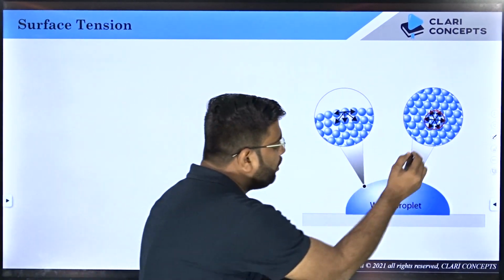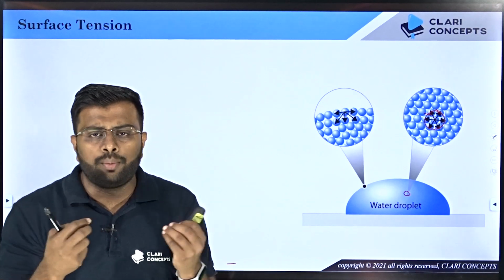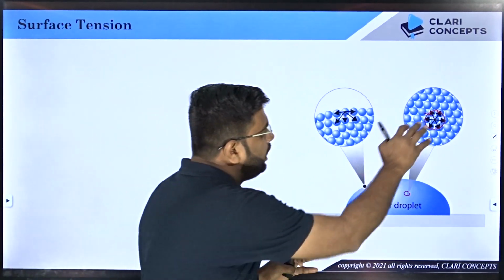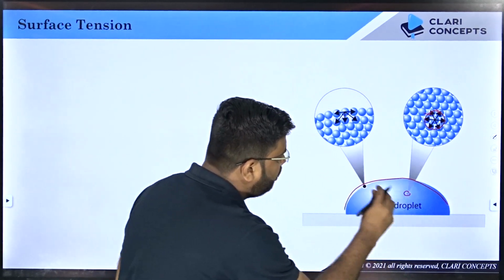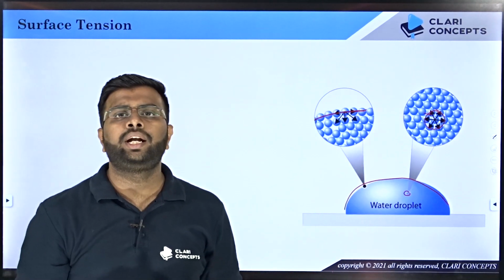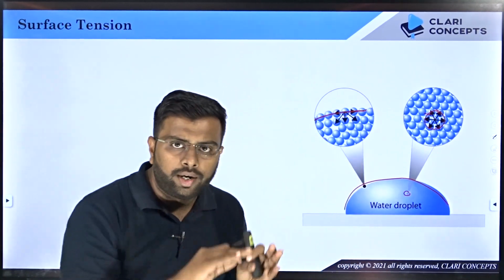That means this particular molecule is equally experiencing the intermolecular attractive force from all sides, so it will stay there. Now consider the molecules on the surface of this water droplet. When you zoom into that, you will see that this layer of molecules plays an active role in surface tension. Why? Because this layer of molecules makes the water surface in tension.